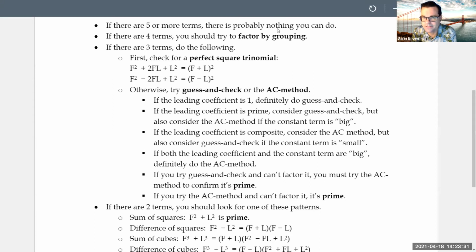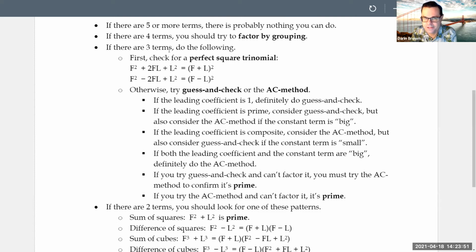4 terms almost always is factoring by grouping, which is basically unfoiling. If you remember foiling, the first, outer, inner, last, that was a way of multiplying 2 binomials together. Now, when you factor by grouping, you're unfoiling. So you're trying to take the 4 terms and see what are the 2 binomials that they came from.